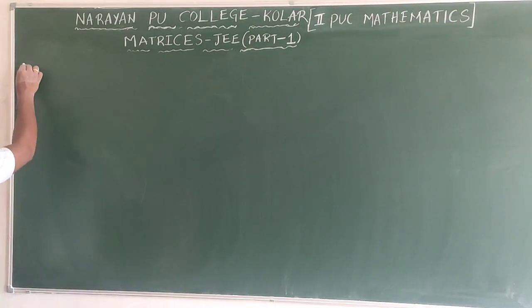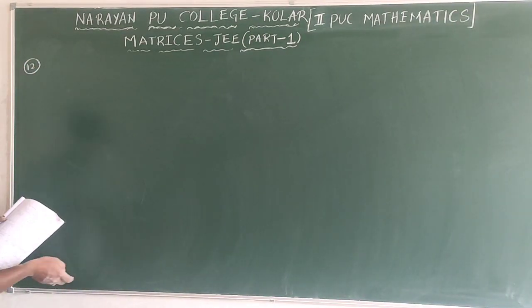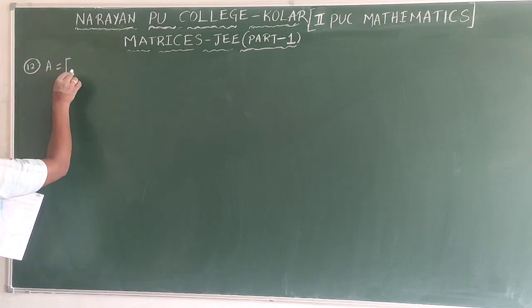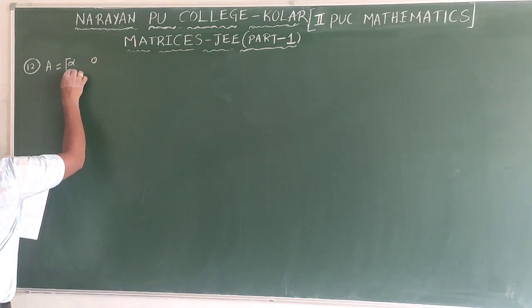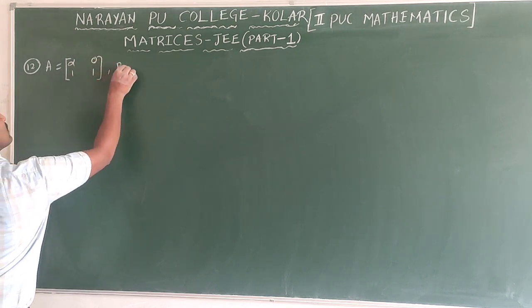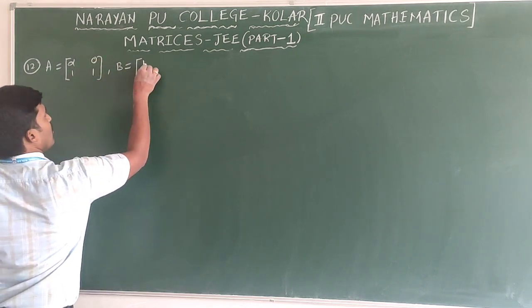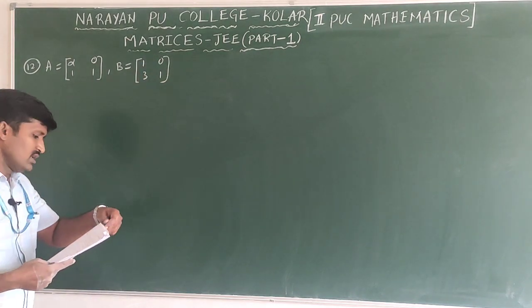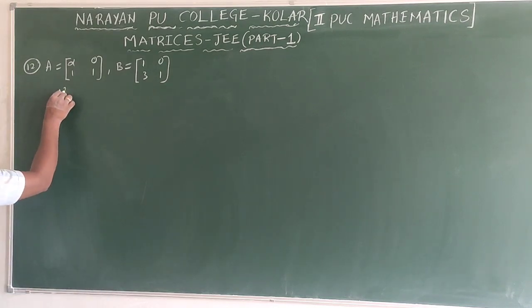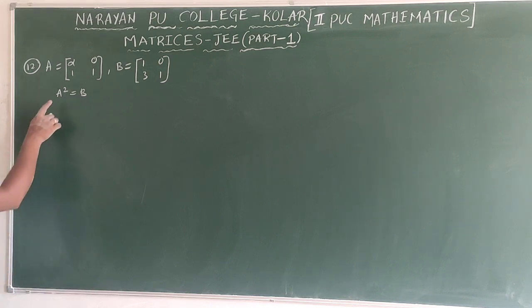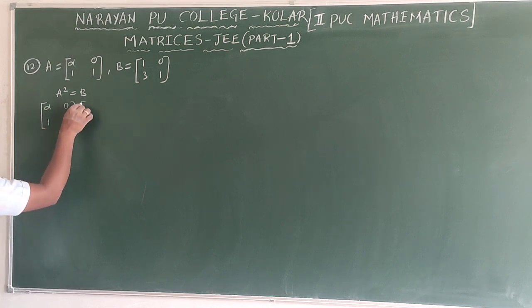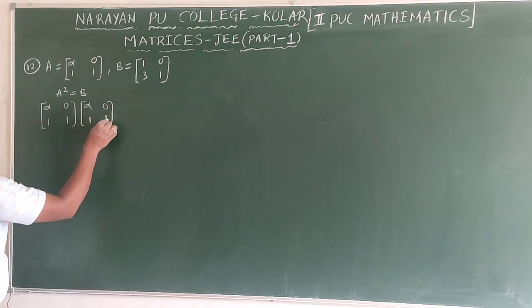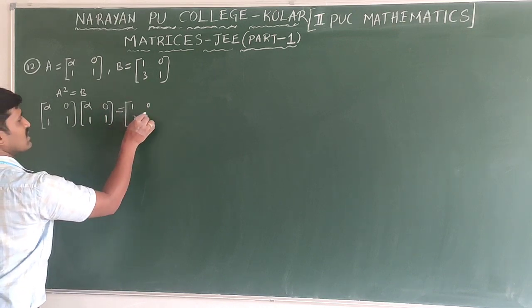Next, the 12th one. Matrix A is alpha 0 1 1. Matrix B is given as 1 0 3 1. The value of alpha for which A square equal to B is asked. We need to find the alpha value. A square equal to B: A square means A into A. So alpha 0 1 1 into alpha 0 1 1 equal to the B matrix 1 0 3 1.